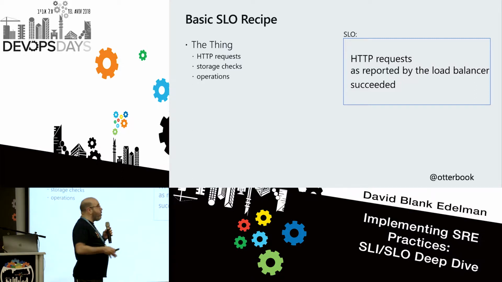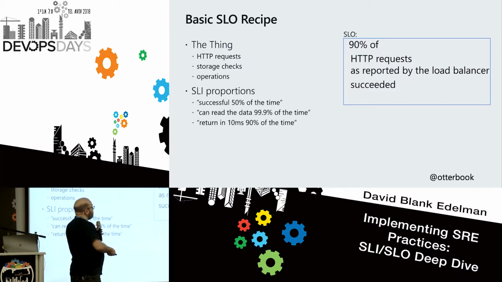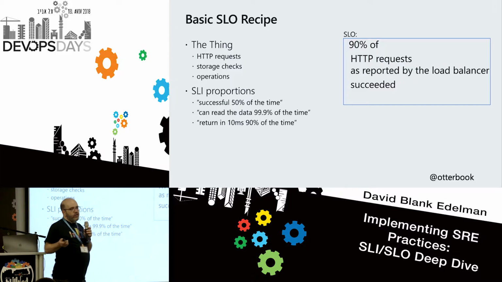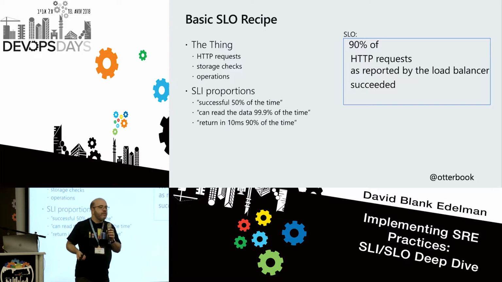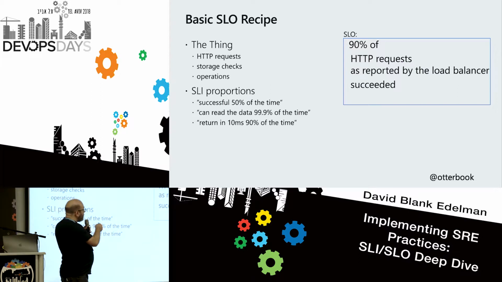So that's the first thing. What is it we're measuring? And then the question is, what is the proportion? Well, I'm going to say 90%. Again, terrible, if it's up, 90% might be actually fine. Successful 50% of the time, can read the data 99.9% of the time, returns in 10 milliseconds 90% of the time. There we go. 90% of HTTP requests as reported by the load balancer have succeeded.